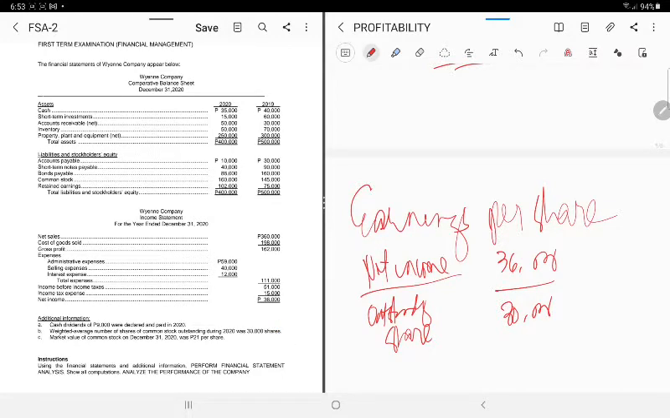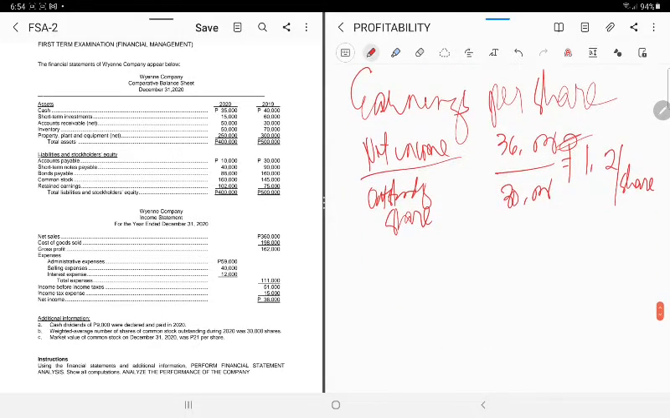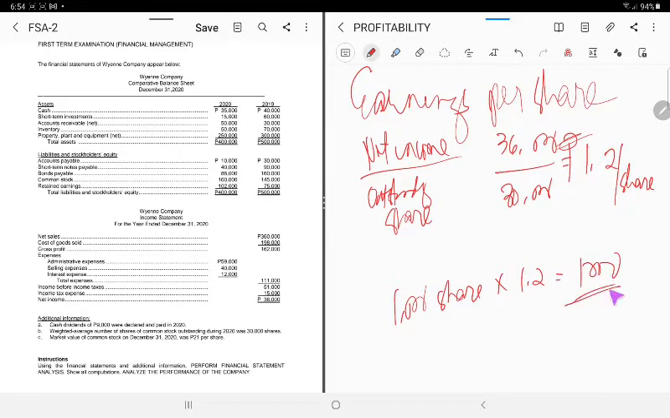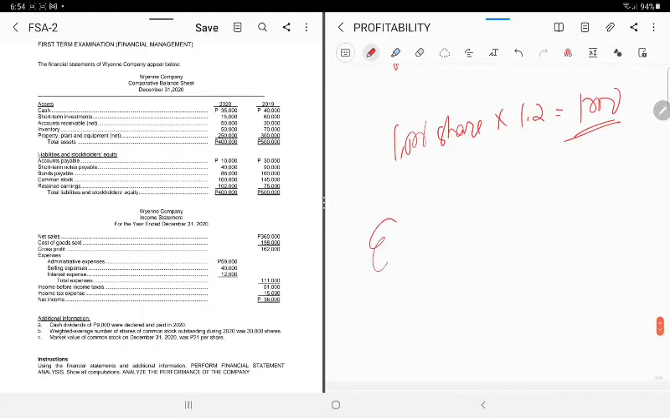30,000. So, you have 36,000, you divide by 30,000, so you have 1.2 earnings per share. Kada share na meron ka, kumikita ka ng 1.2. So, if you have 1,000 shares sa company, you multiply it by 1.2. That's your total earnings from the company. Yun yun. Okay.